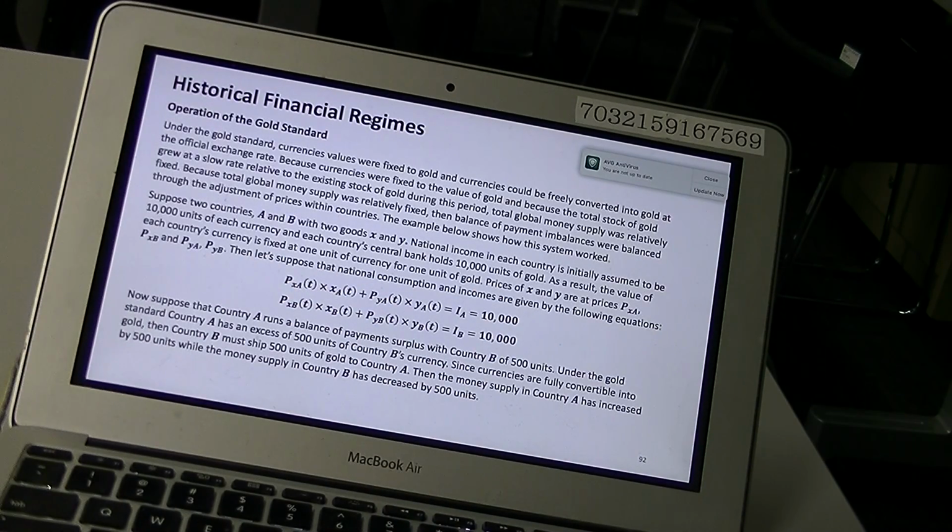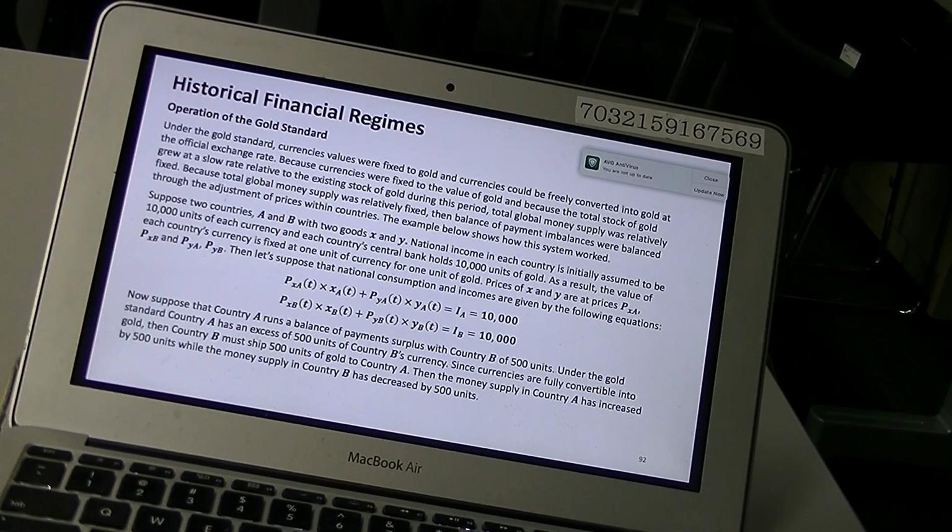Now let's suppose that country A runs a balance of payment surplus with country B of 500 units. They've sold more goods. They have a trade imbalance. They've sold 500 more units of goods to country B. We haven't talked about how that takes place. We don't need to worry about that. So what that means under the gold standard is country A has an excess of 500 units of country B's currency. Now, they can't use that currency within their country.